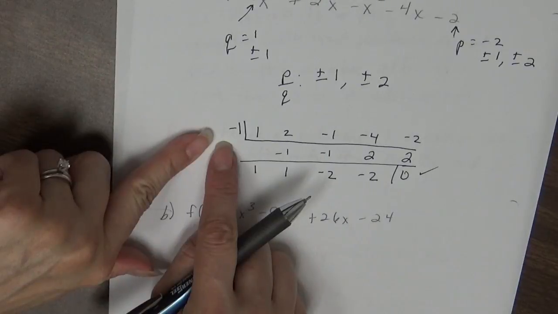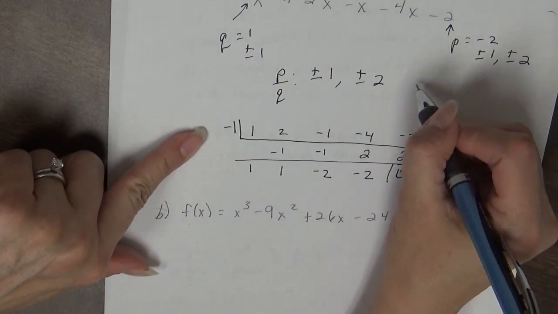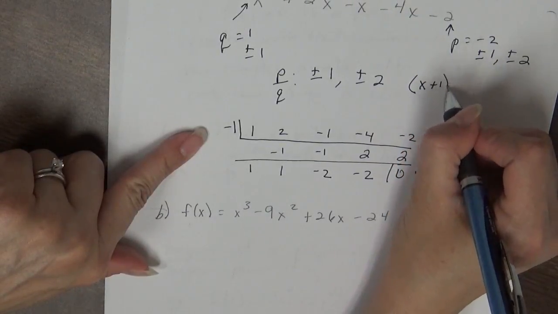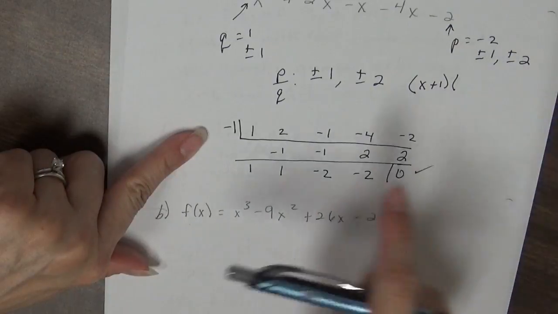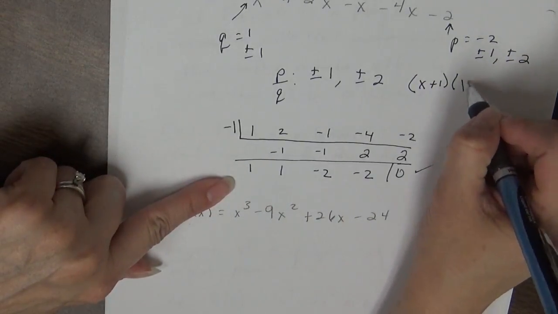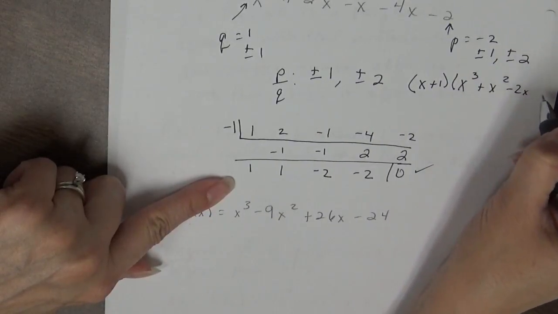We found that negative 1 works, so we know that we can begin to factor this by writing it as parentheses x plus 1 times, and then this polynomial down here, so that would be x cubed plus x squared minus 2x minus 2.